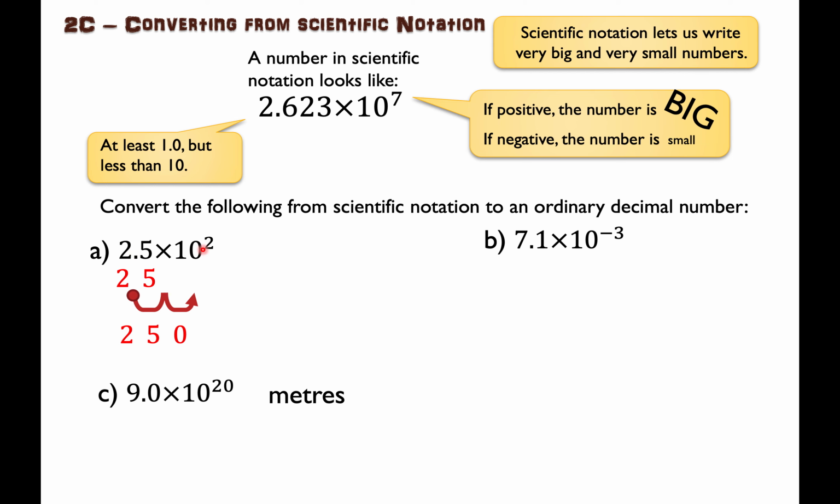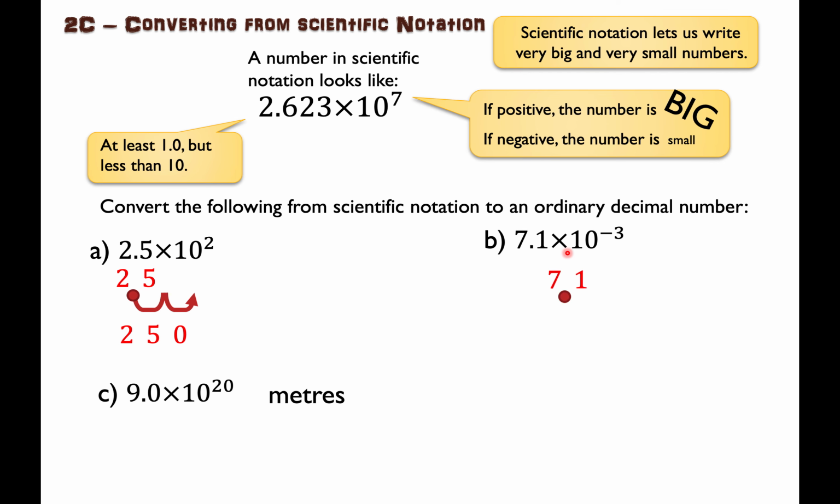2.5 times 10 to the power of 2 is 250. So this makes sense in your head. 10 squared is 100. And if I have 2.5 lots of 100, I have 250. Okay, so that scientific notation represents that number.